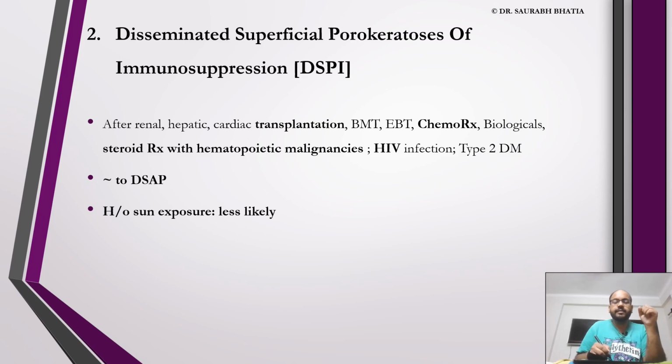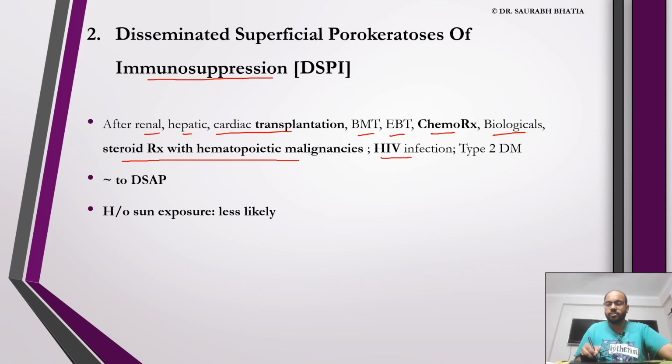Now, the second entity is disseminated superficial porokeratosis of immunosuppression. So remember this word, immunosuppression. Now, porokeratosis has been implicated or found after disorders like renal, hepatic, cardiac transplantation, bone marrow therapy, electron beam therapy, chemoradiation, biological usage, or steroid treatment with hematopoietic malignancies, HIV infection, type 2 diabetes mellitus. These all have been isolated incidences, with porokeratosis happening after the disease has set in.